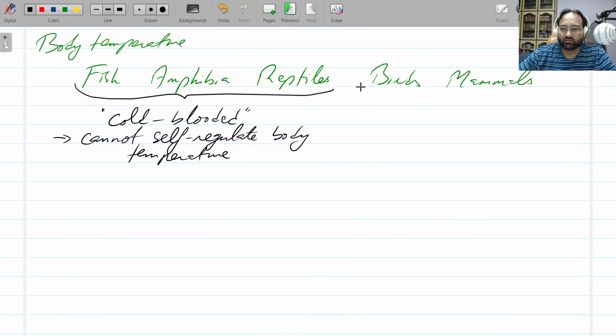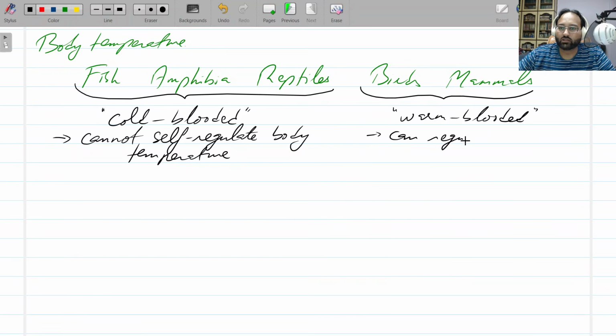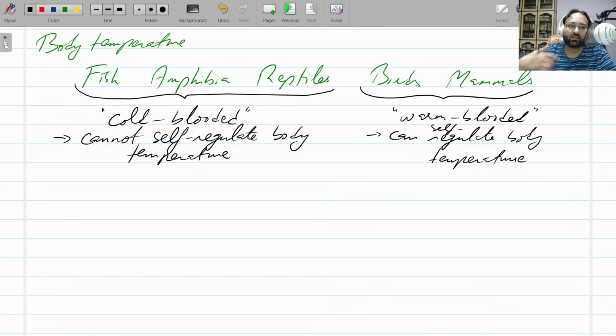Whereas the birds and the mammals are called warm-blooded. They can self-regulate body temperature. By the way, is that amphibia or amphibians? Amphibia. Amphibia talks about amphibians.